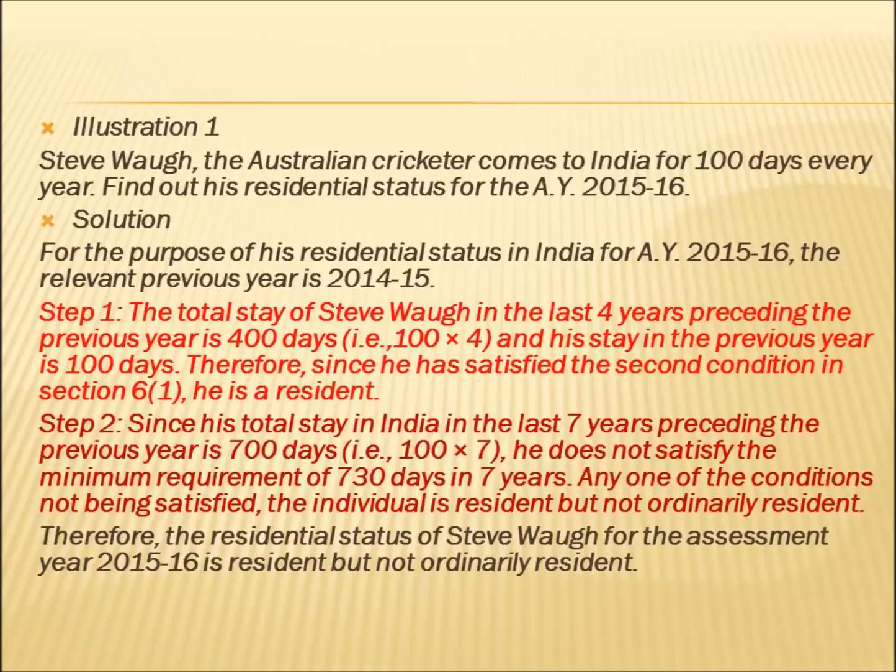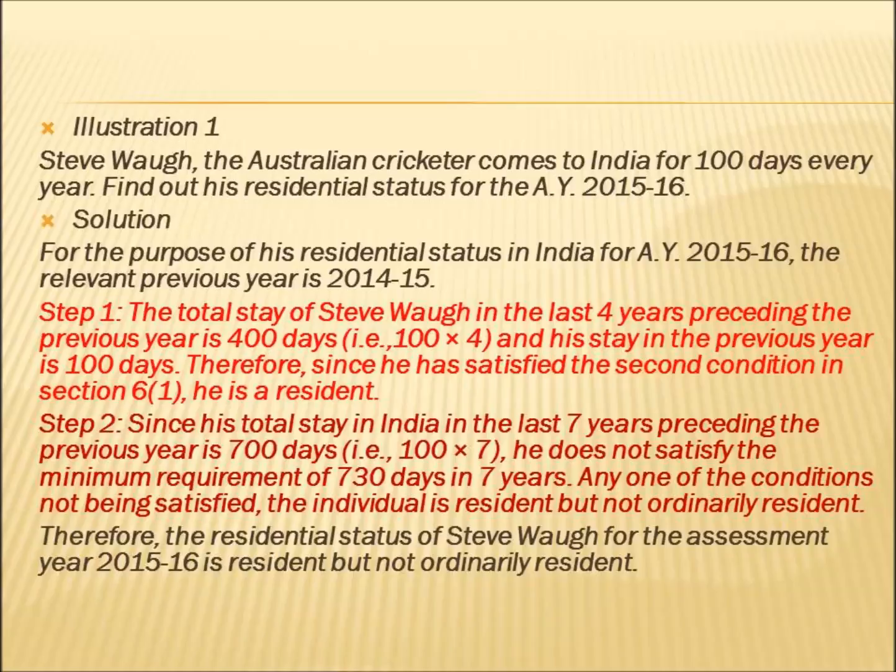So we'll apply this condition here in this question. The total stay of Steve Waugh in the last 4 years preceding the previous year is 400 days, that is 100 days every year into 4. So he is satisfying this condition of 365 days or more, and he has also been in India for 100 days in the previous year. So he is satisfying this 60 days condition also. Since he is satisfying the full second condition, he will be regarded as a resident. So the first step is completed. We have determined that Steve Waugh is a resident.